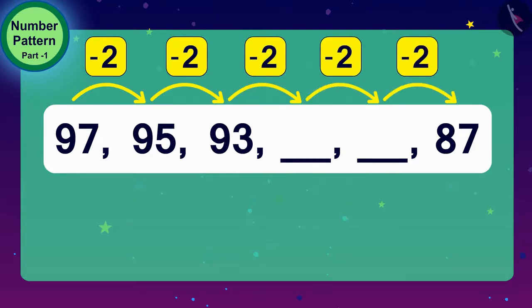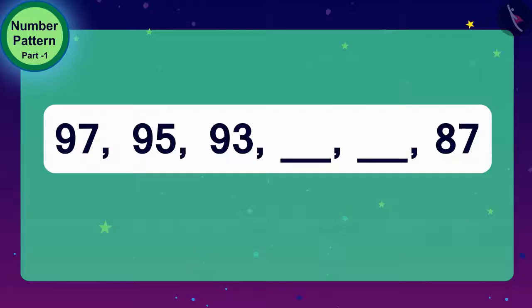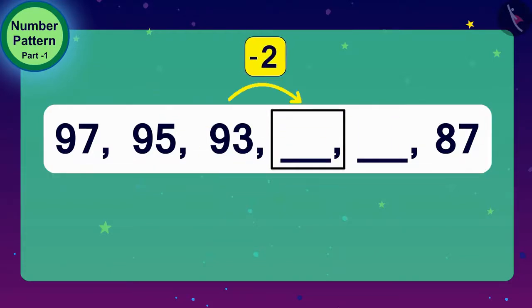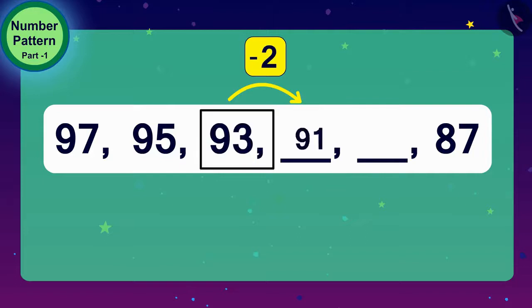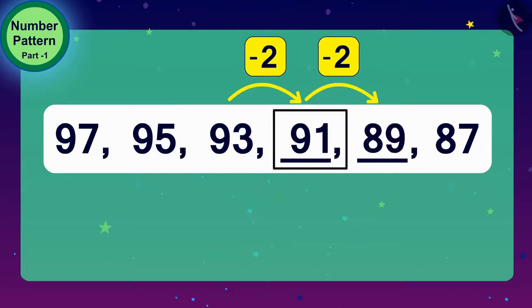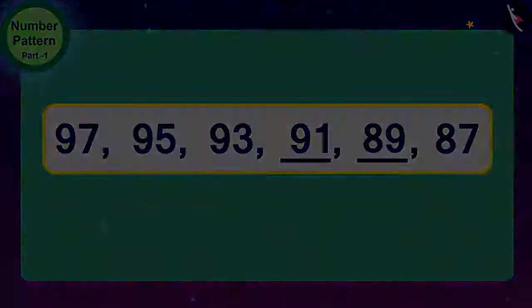Here is the rule of this number pattern. The next number in this number pattern will be 2 less than 93. And what will be its next number? 2 less than 91. In this way, our pattern is completed.